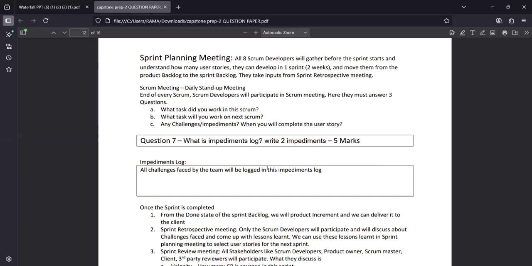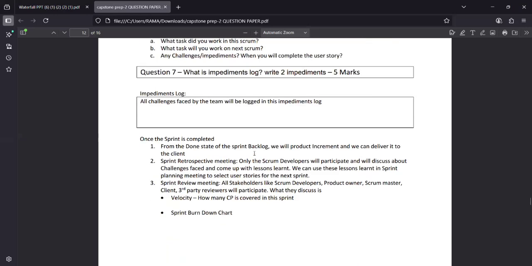Okay, so we need to give two examples for the impediment log. You need to write what an impediment log is, and you need to give two examples for it. Who is responsible for this impediment log? The Scrum Master is responsible. He is responsible for identifying the impediments, and he needs to resolve them. Okay, so we will move to the next question.